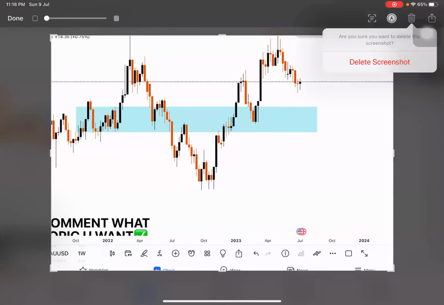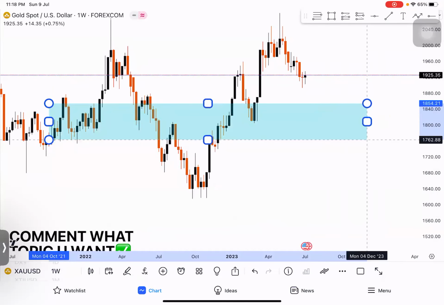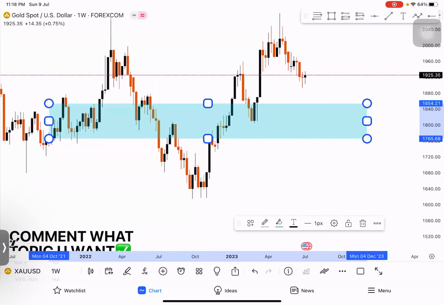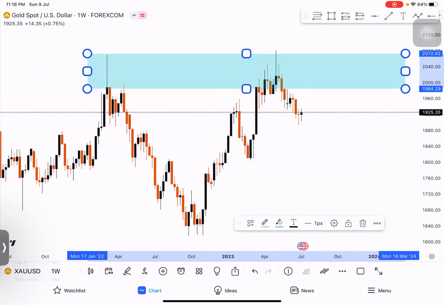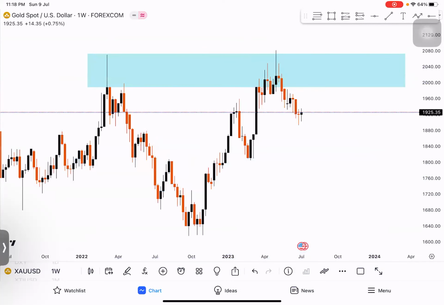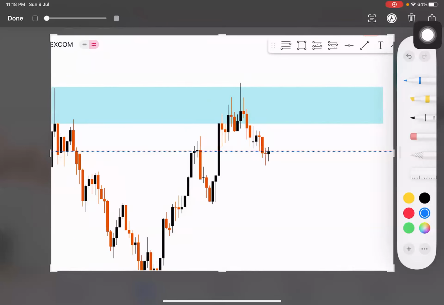Let me show you an example on the rejections here. For right here you've got the resistance zone. How can you know it's a strong rejection? This is a strong rejection. This is also a strong rejection. This is also a strong rejection, but not this, not this. Why? It's because of the long wicks compared to the bodies.